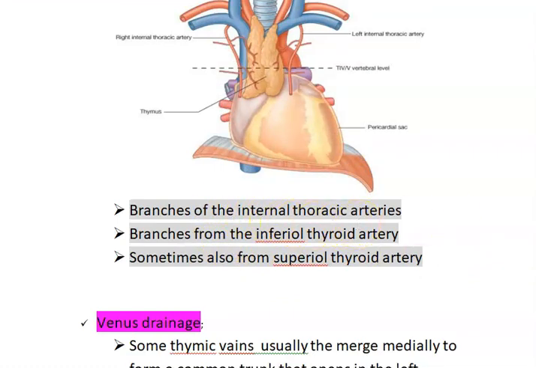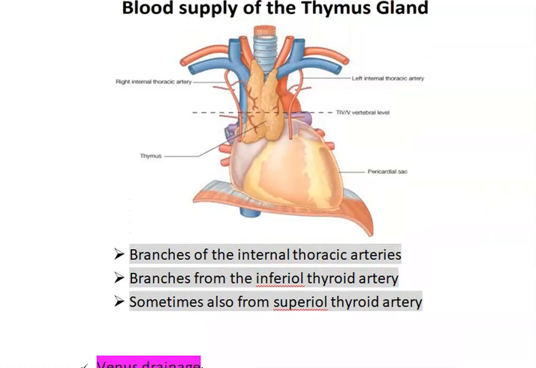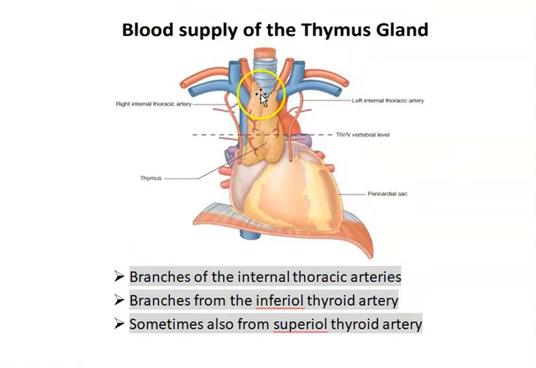So what brings blood to our thymus here, this thymus, okay? We are seeing this artery here and this artery here. These two arteries are the internal thoracic artery. So we have the right one and we have the left one. So the branches from these thoracic arteries bring blood to what? To our thymus. So branches of the internal thoracic arteries do provide blood there.